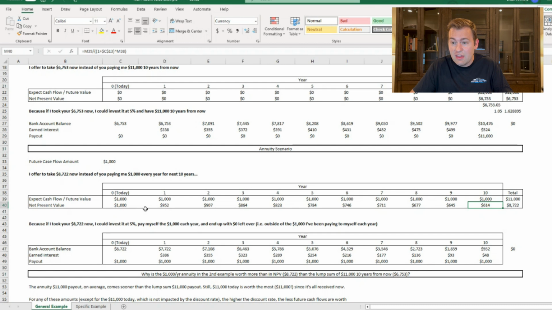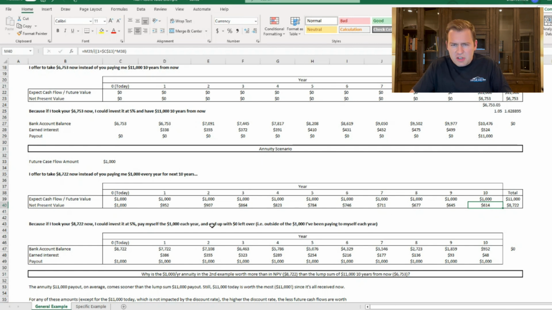So think about that. $1,000 is worth $1,000 today. It's worth $952 1 year from now, but it's worth only $614 if that $1,000 comes 10 years from now. And all of that is based on a discount rate of 5%, which is critical. When we talk about net present value, we need to talk about what the discount rate we're assuming is.